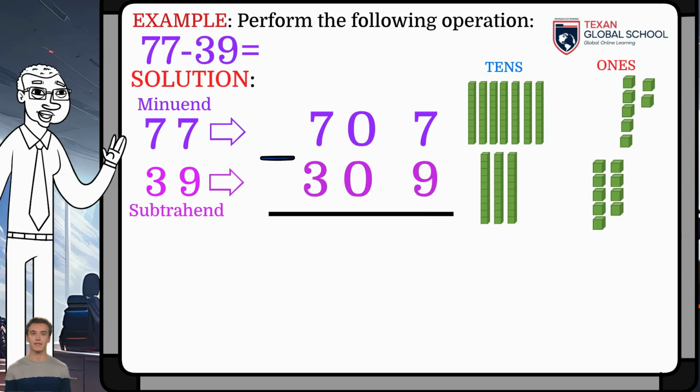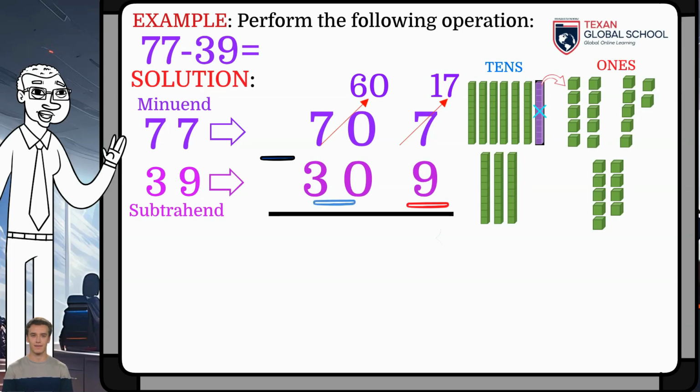Now, subtract each column. However, in this case, we cannot subtract since the minuend is less than the subtrahend. Therefore, decompose a 10 of the minuend and transform it into 10 ones. Hence, we obtain 17 ones and 60 or 6 tens, since when adding them we still have 77.